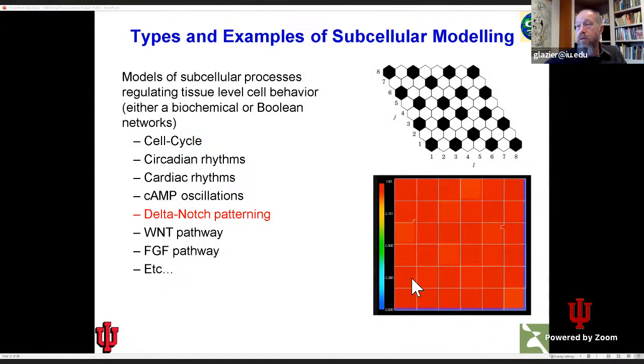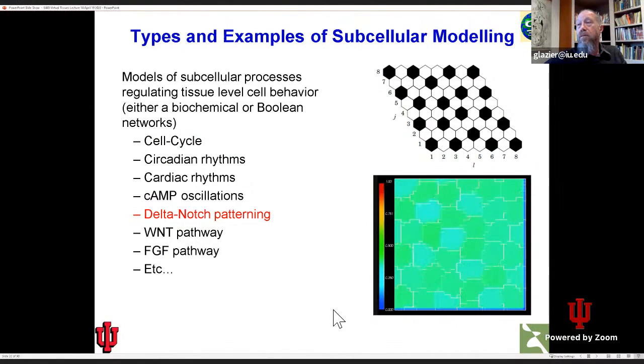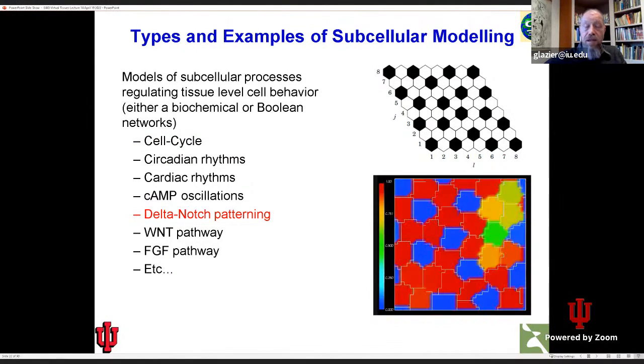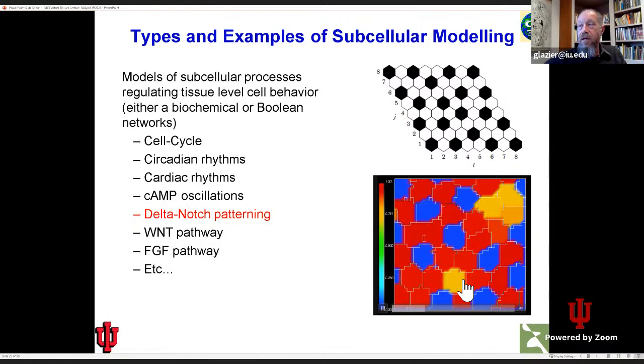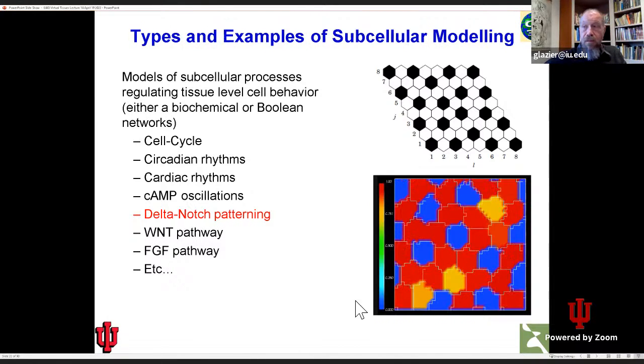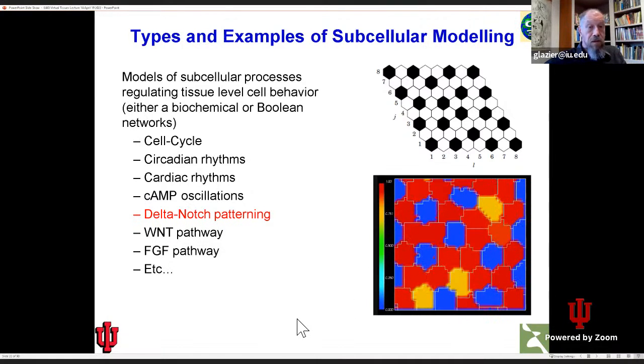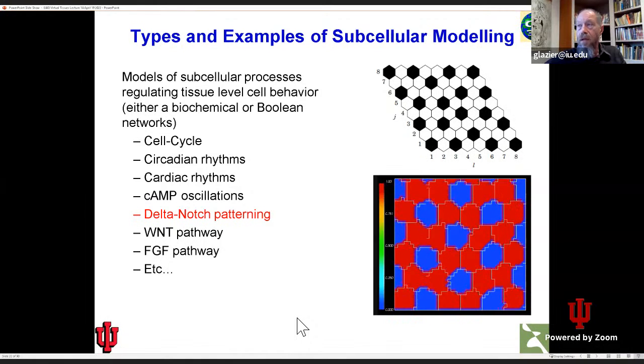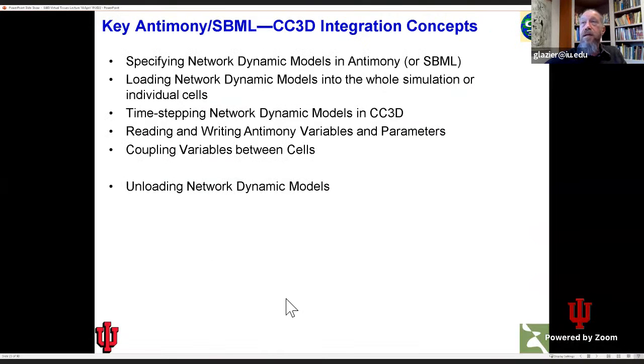Another one, which I hope we will do today, is this delta notch example, where the cells have an intrinsic network, and they are also sending signals to each other. And so the state of that internal network of the cell depends not only on the cell itself, but on the state of its neighbors. And that one, as I say, I hope we'll do as an exercise today. So those are simple examples.